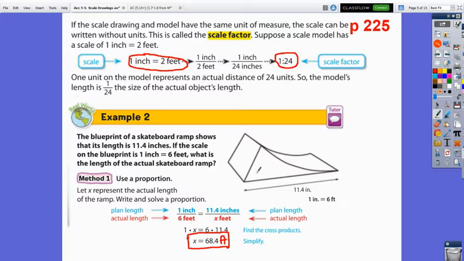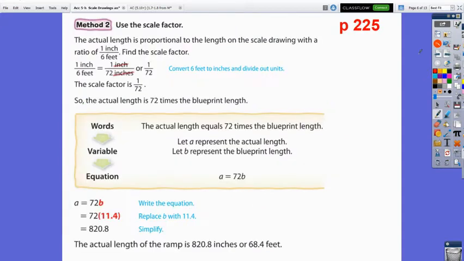Now, this is certainly how I would do this problem. If they give you the scale and they give you the inches, the model length, well, then you can easily calculate the length of the actual skateboard ramp. But they will go on now to show how to use the scale factor for this problem, which makes it way harder. So I don't know why you would do it, but this is the process.